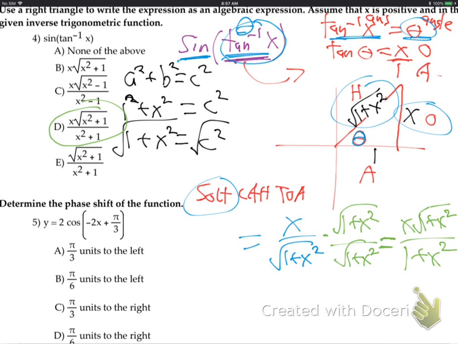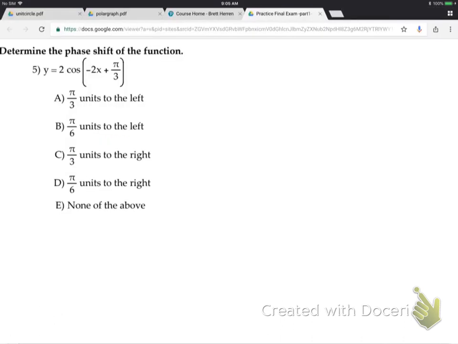Number 4? It's all good? Remember all that? It's a pretty tough one. All right, number 5. Is that a good one? Phase shift. So there's a formula. Anybody happen to remember? I'd be very impressed. I'll just write it down. The phase shift formula is actually negative C over B. Negative C over B. And what I mean by CB, I mean this is A, this is B, this is C.